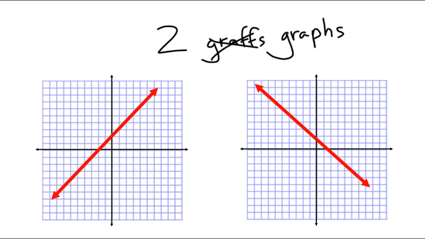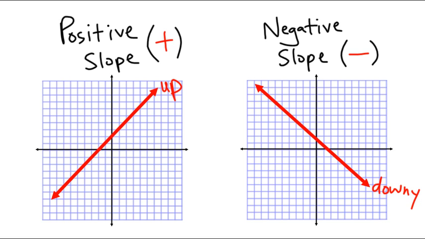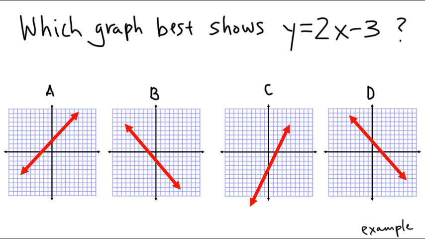So if I have two graphs, and the one on the left goes up from left to right, we say that has positive slope. The other one goes down from left to right, so it has negative slope. That'll help us when choosing graphs, such as here. Which graph best shows y equals 2x minus 3? And here are the graphs.